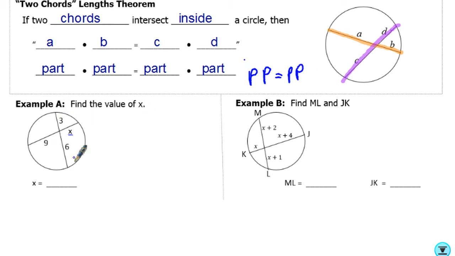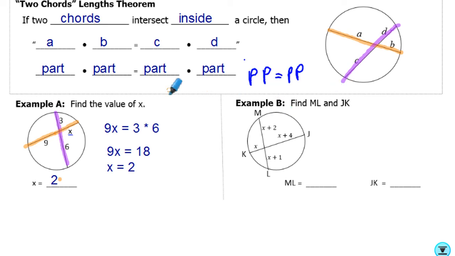Down here on this example, again let's use our highlighters. If we go over this chord, 3 and 6 are the parts for that one, whereas this chord here is made up of 9 and X. So when I set that up, I can say 9 times X equals 3 times 6. And then it's just a matter of solving for X. So 3 times 6 is 18. Divide both sides by 9, and we get that X is equal to 2.